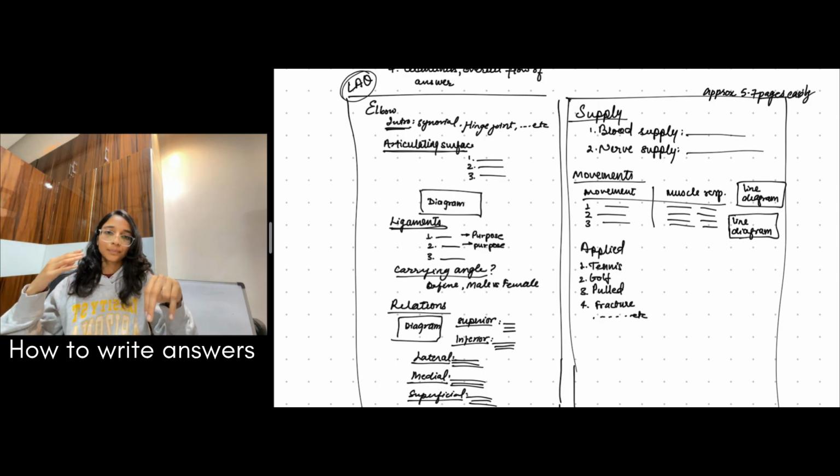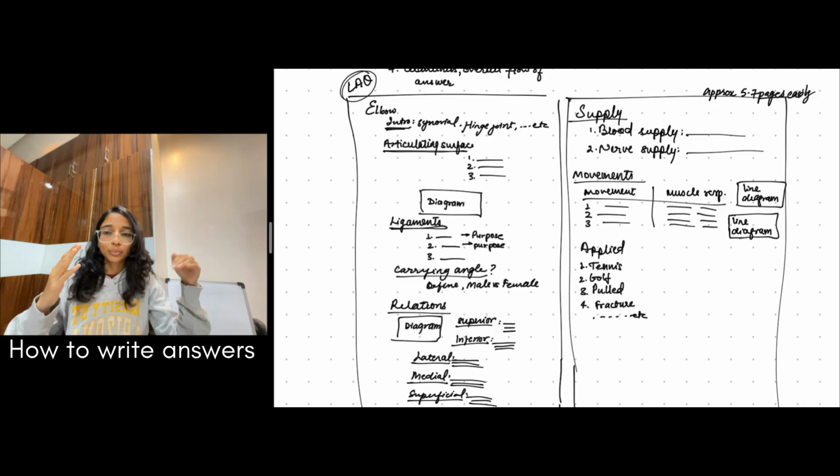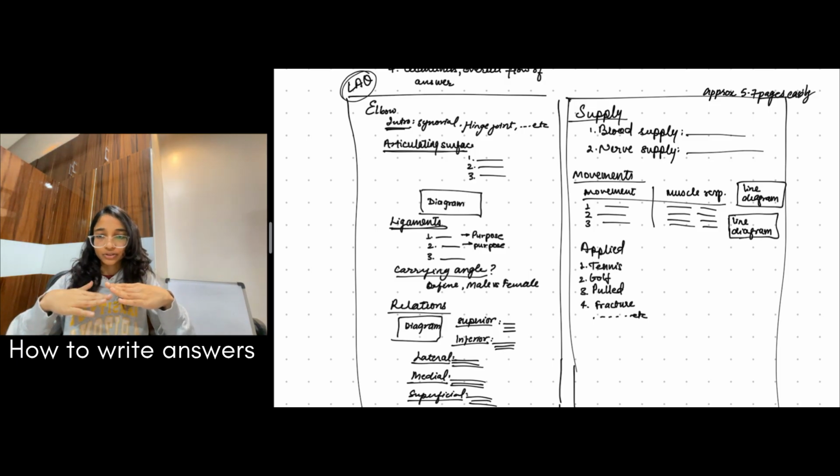They will not. Then we have diagrams. Draw as many diagrams as you can possibly imagine and link to the topic. And overall cleanliness, overall flow of the answer. Like, you start with the introduction, you don't randomly put in nerve supply and then start with relations. There is a way of following the flow, right?